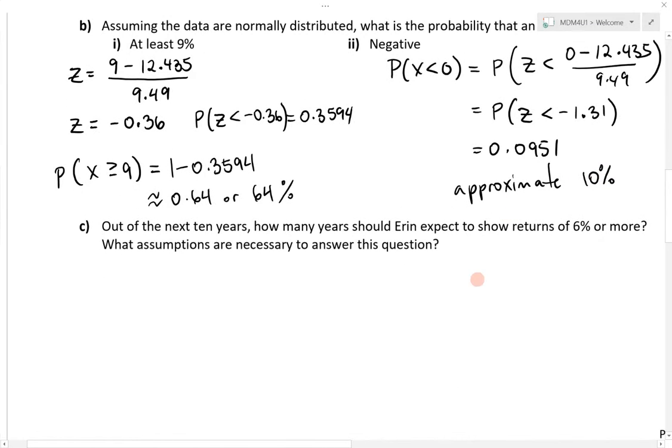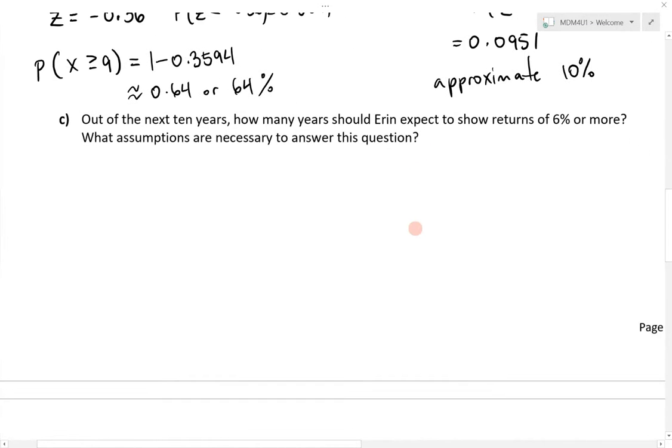Okay. Part C, out of the next 10 years, how many years should Aaron expect to show returns of 6% or more? What assumptions are necessary to answer this question? So, 6% or more. So what's the probability? The question is, what is the probability that the rate of return x is greater than 6?